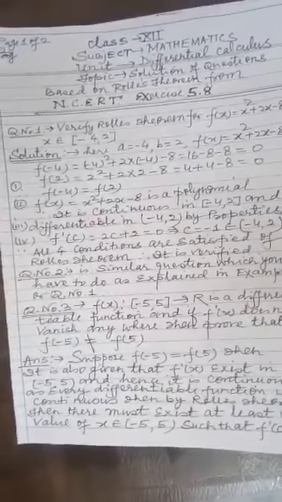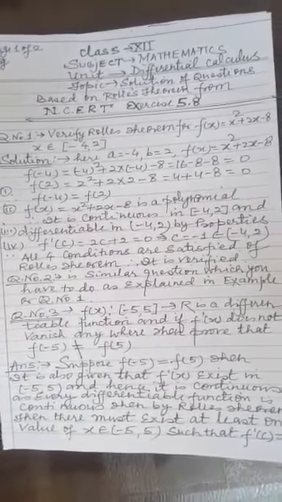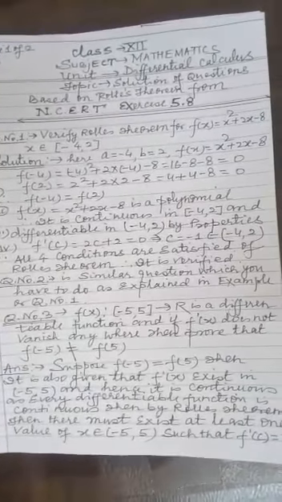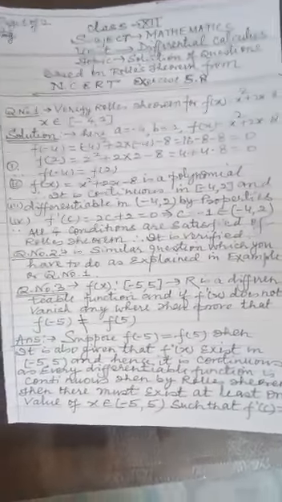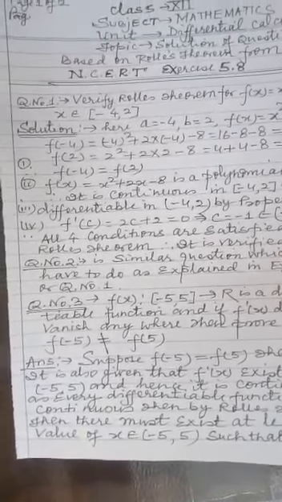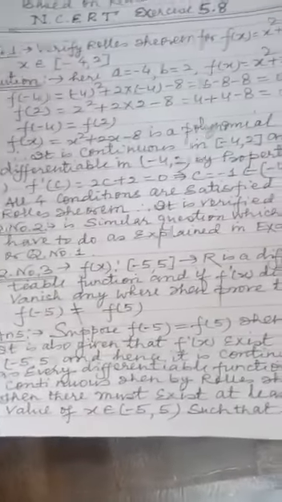f(x) is a polynomial function, therefore it is continuous in the interval minus 4 to 2 and differentiable in open interval minus 4, 2 by properties of polynomial functions. And finally f dash c equal to 0 implies c equal to minus 1, and minus 1 belongs to the interval minus 4 to 2. So here we see all four conditions of Rolle's theorem are satisfied, therefore it is verified. Question number 2 is a similar question which you have to do as explained in question number 1.